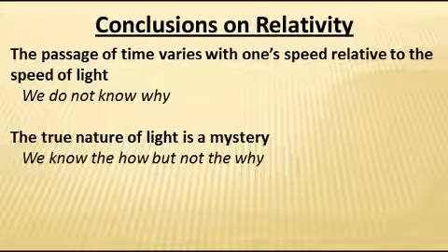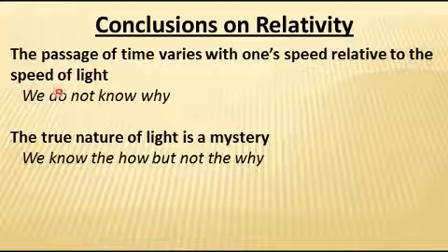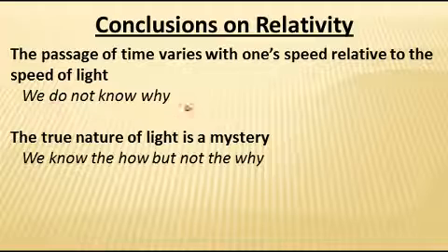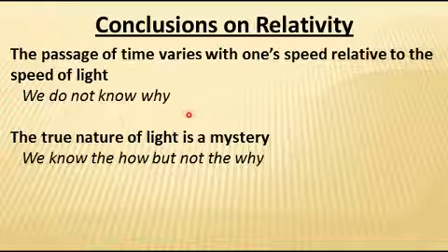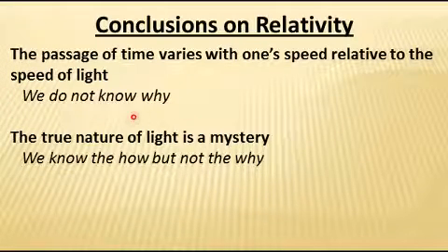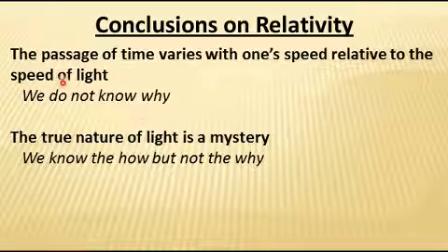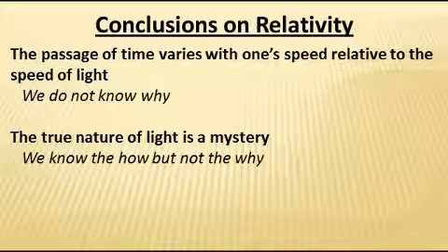So in summary, the passage of time varies with one's speed relative to the speed of light. The faster you go, the slower time proceeds, and we don't know why that is, but it is. It is a phenomenon that Einstein discovered, Einstein theorized, and Einstein proved that this happens. The speed of light controls the passage of time.